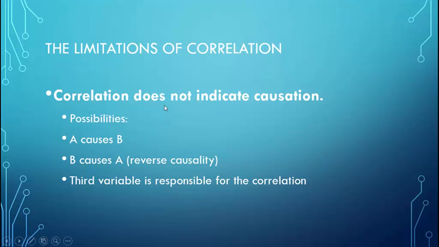All right, limits of correlation. You have to remember that correlation does not mean causation. When we've got two variables that are correlated, it doesn't mean that one causes the other to happen. It could be that one variable causes a change in the other one. There's also a possibility of reverse causation, meaning the second variable is actually causing a change in the first, or that a third variable is responsible for the correlation totally.